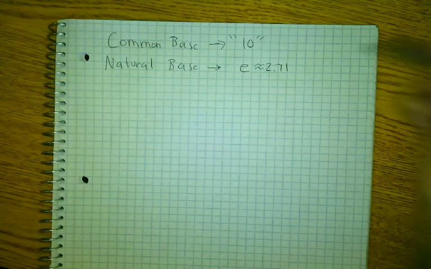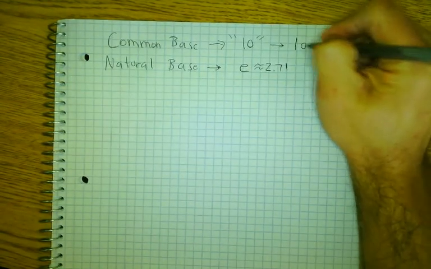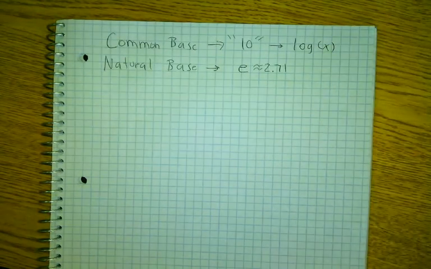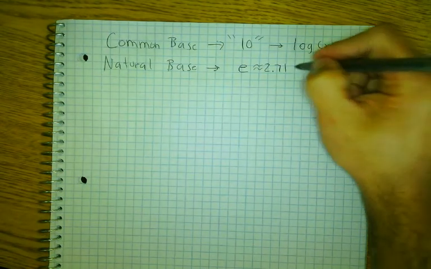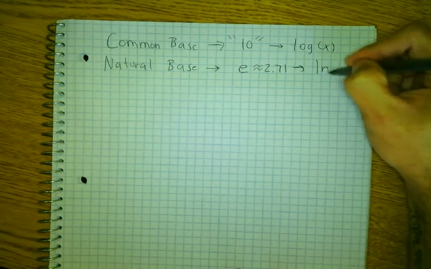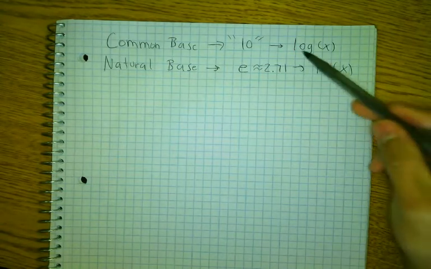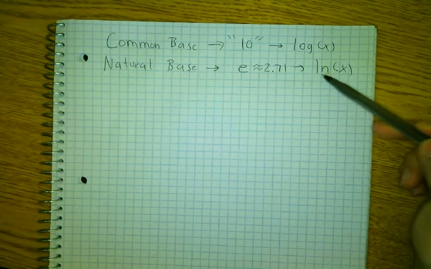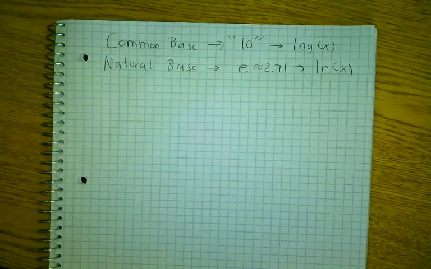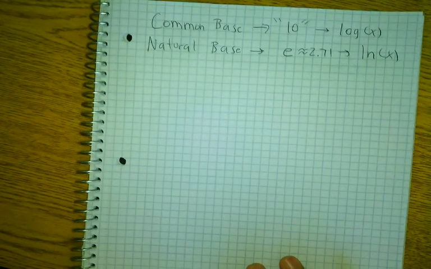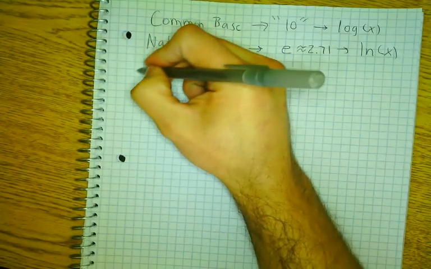All right. What does this have to do with logs? First of all, anytime you see the word log without a base, you are to assume that it is a base of 10. Cool? And anytime you see ln, you are to assume that that is a logarithm with a base of e. So this one is log of x, and this one is read natural log of x. Are we good? Yes, no, maybe? Okay. So let's practice figuring out logs. Here we go.